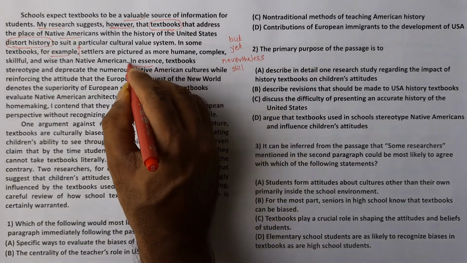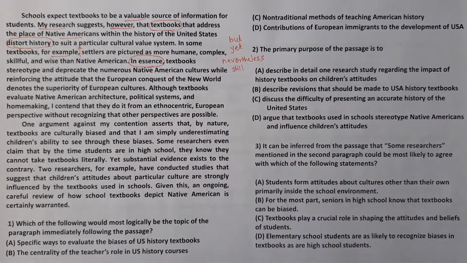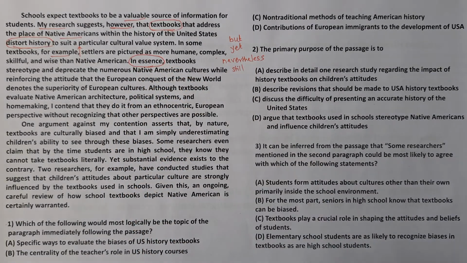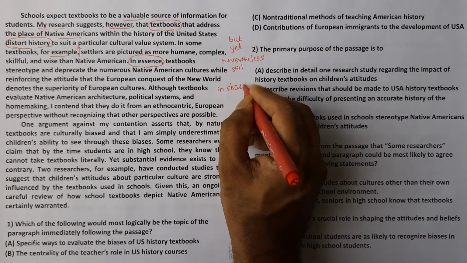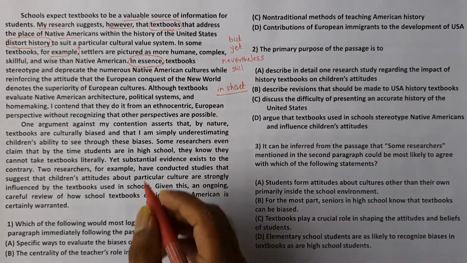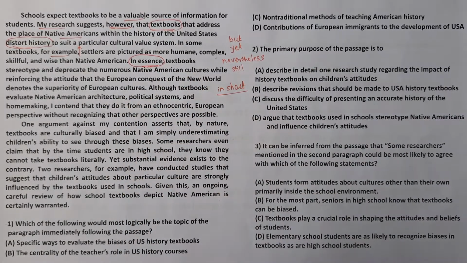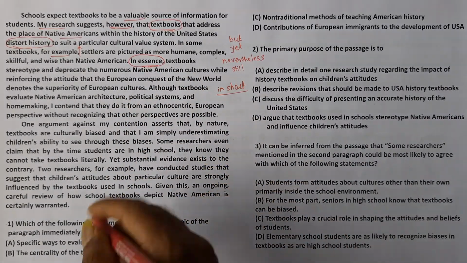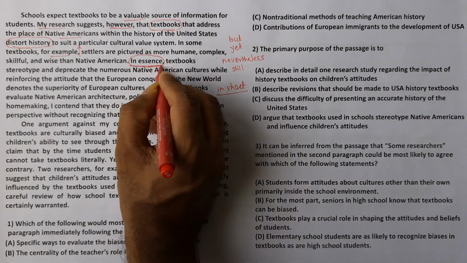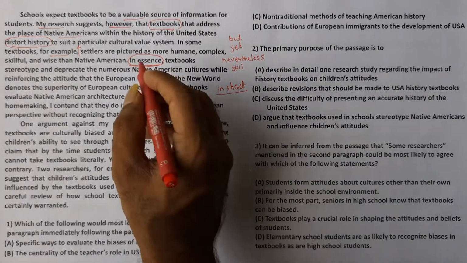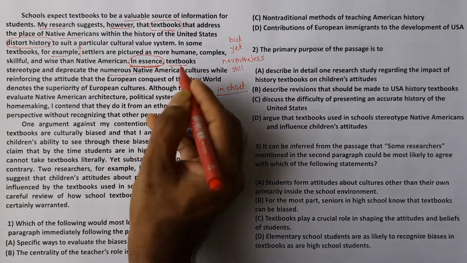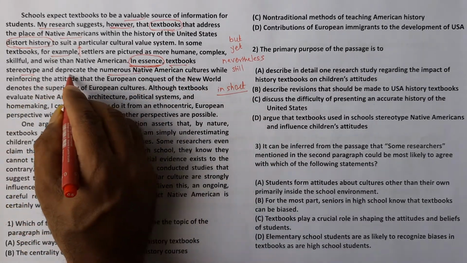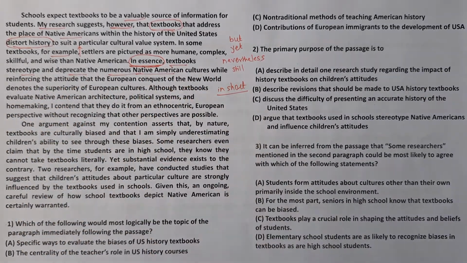And then there is another keyword, in essence. In essence means in short. So when do we use words such as in short, in essence? Essence means crux, the main idea. So here the author himself uses this word in essence, which means that the author has given a hint that this is the main idea: textbooks stereotype and deprecate the numerous Native American cultures.